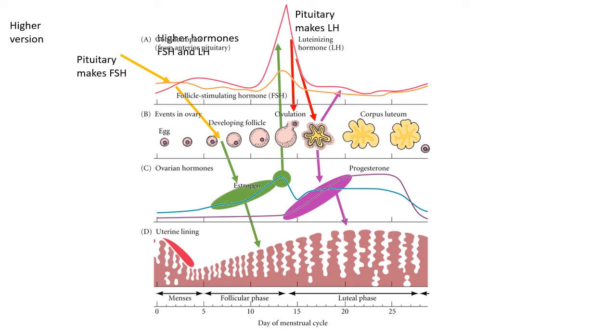But the progesterone also travels back through the blood to the brain, and when the progesterone gets to the brain, it tells the brain and the pituitary gland to stop making so much luteinizing hormone, stop making so much FSH, and reduce those down.